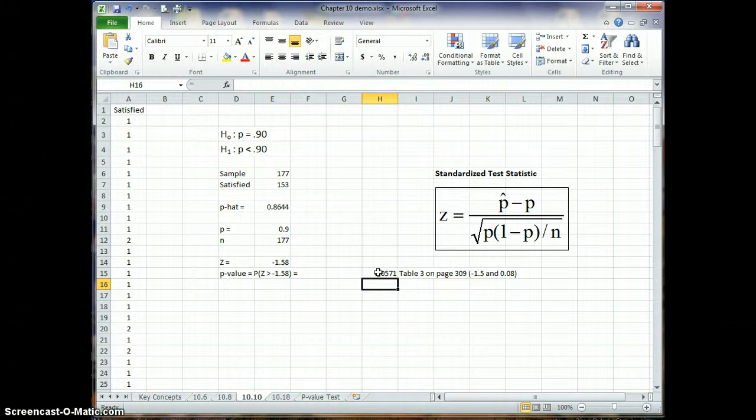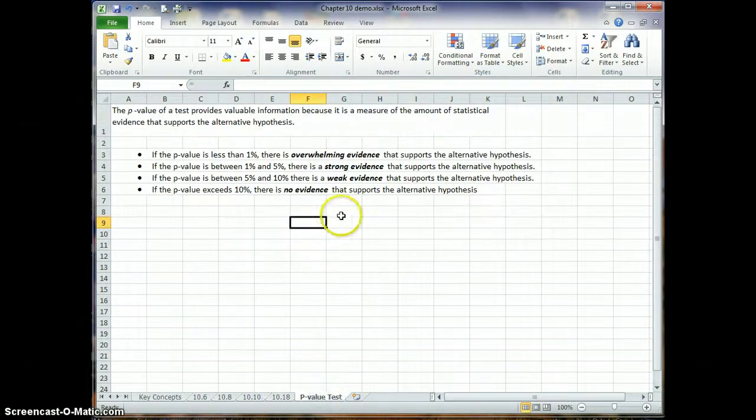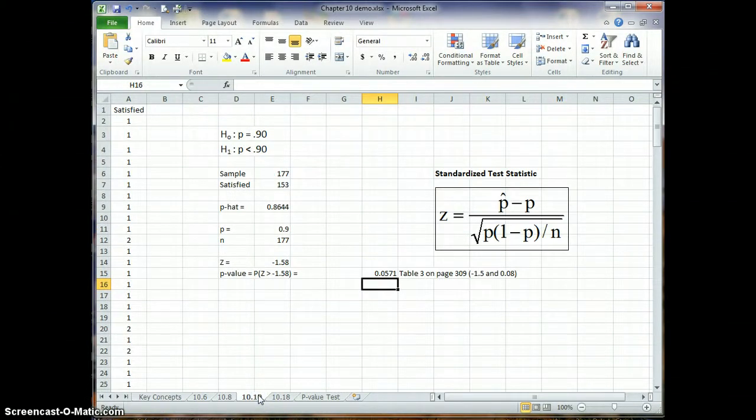And remember, if we go back to the p-values, if it's somewhere between 5 and 10%, I'll click back over here, there is weak evidence that supports the alternative hypothesis. So in this case, there's not enough evidence to infer that the satisfaction rate is less than 90%. Alright, that's it for 10.10.